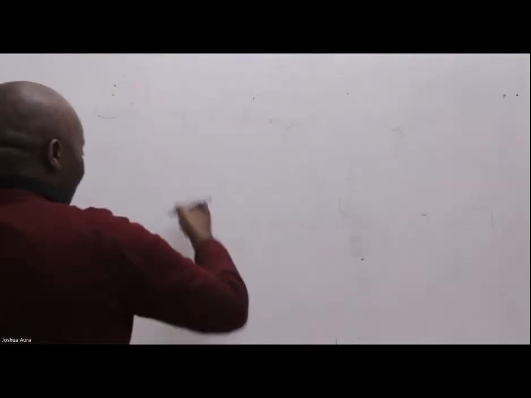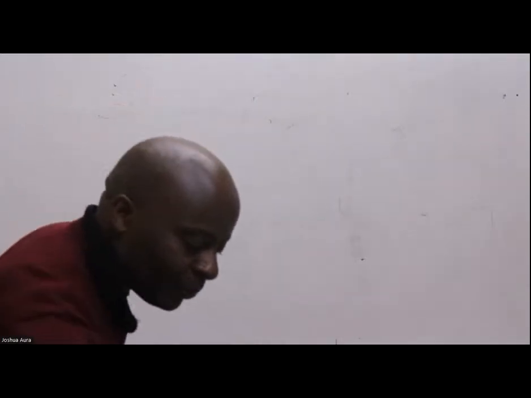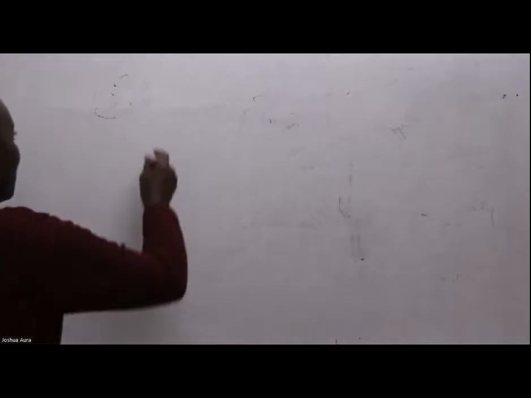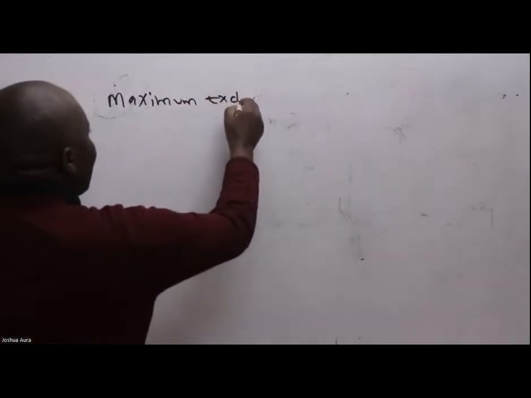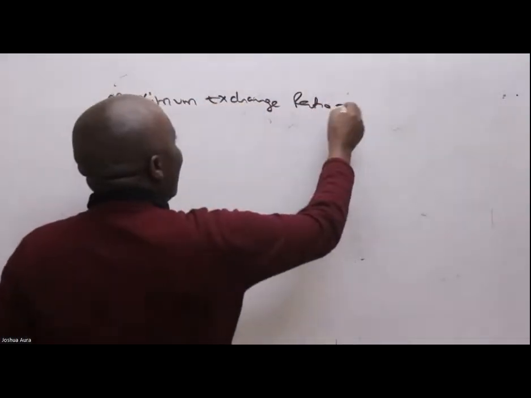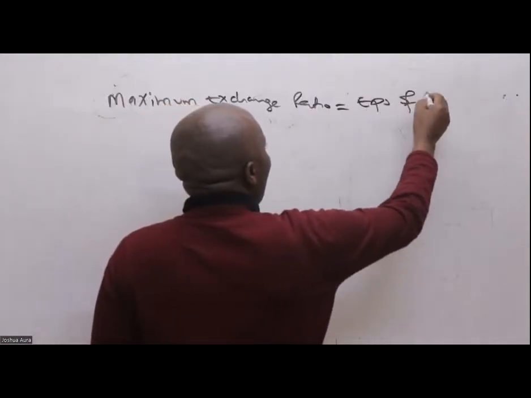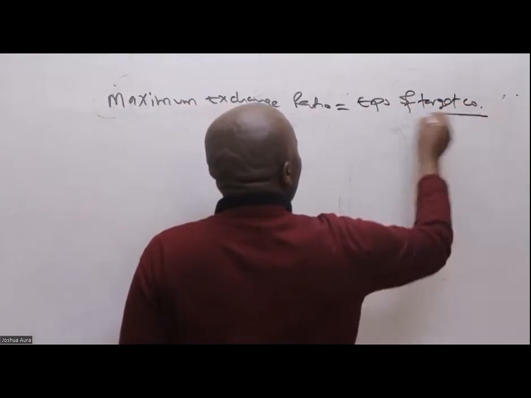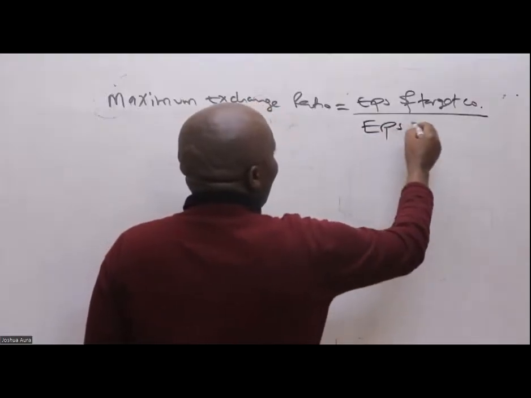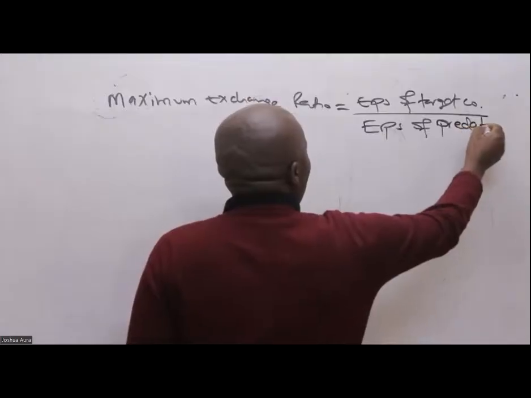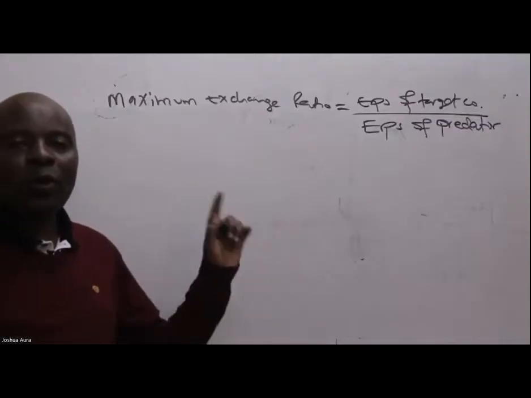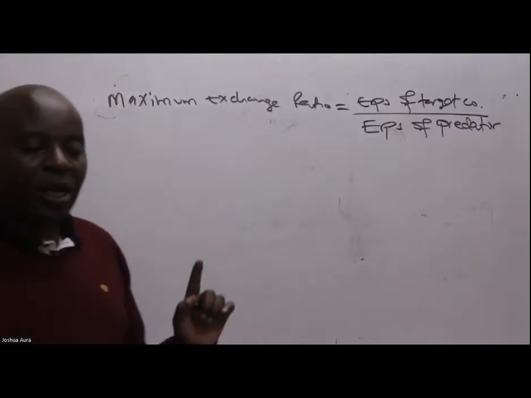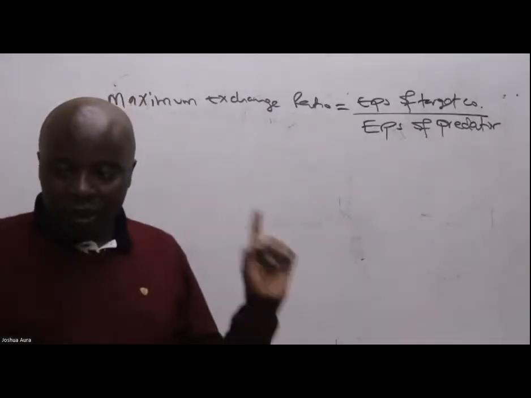So maximum exchange ratio. Maximum exchange ratio is EPS of the targeted company all over EPS of the predator. A very, very important formula. There is no way I will ever go to any mergers or any exam without remembering this formula. This formula is so important.